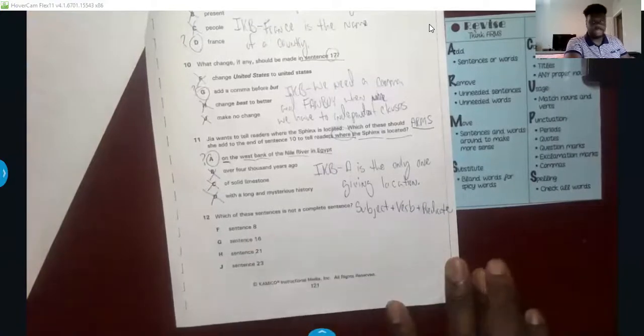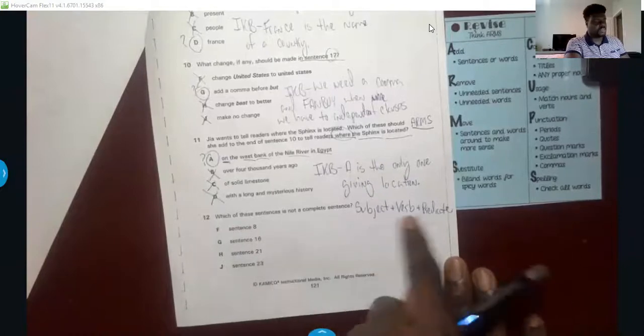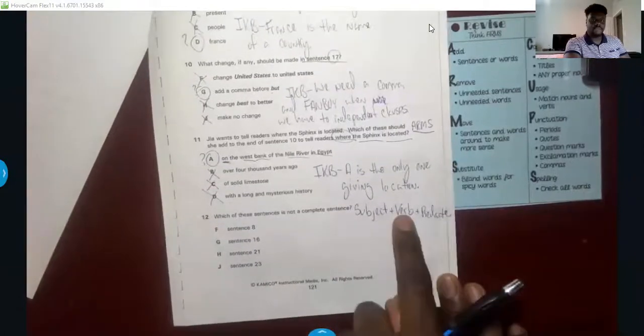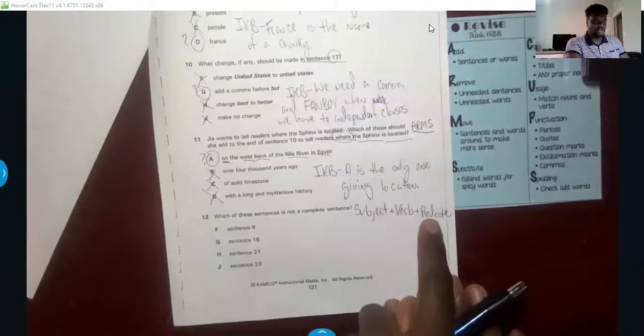You have to have a complete sentence, complete with a period, capital at the beginning. So we're looking to see which one of these is not a complete sentence, which one is missing one of these three pieces. Maybe it's missing a subject, maybe it's missing a verb, maybe it's missing a predicate, right? The action that's happening. What is the action that's going on? So let's go to sentence 8.